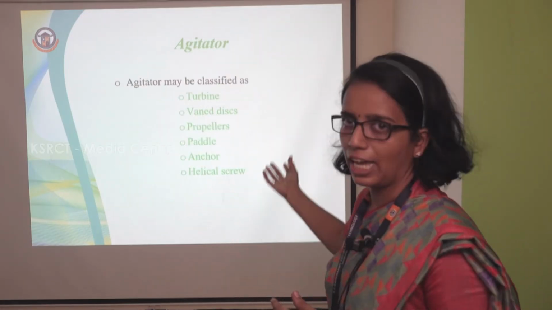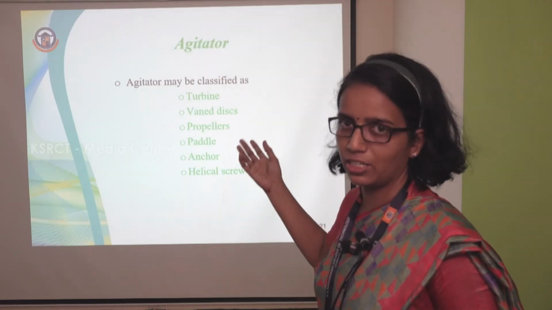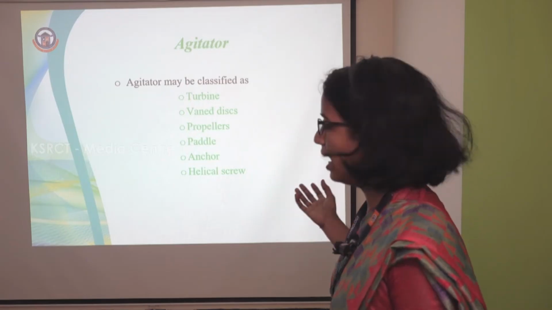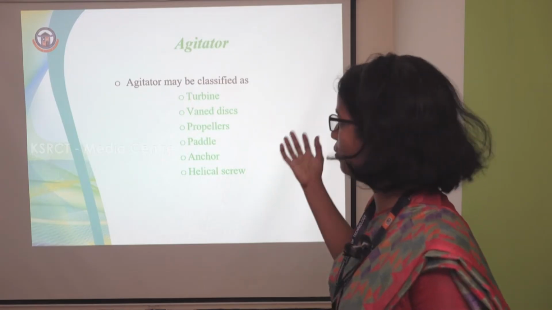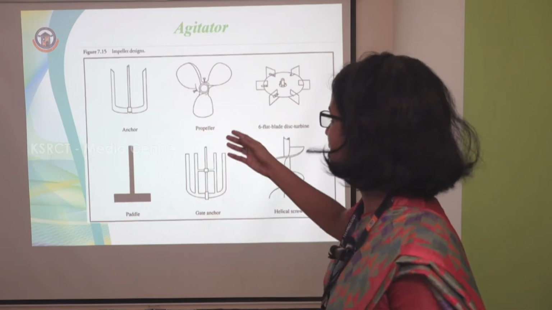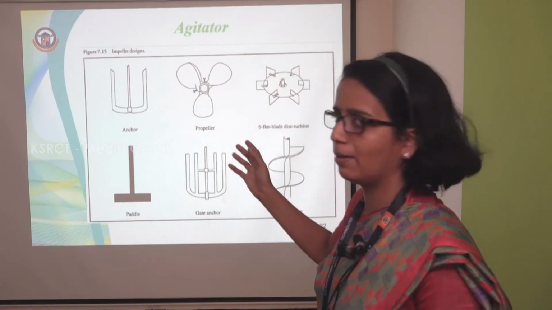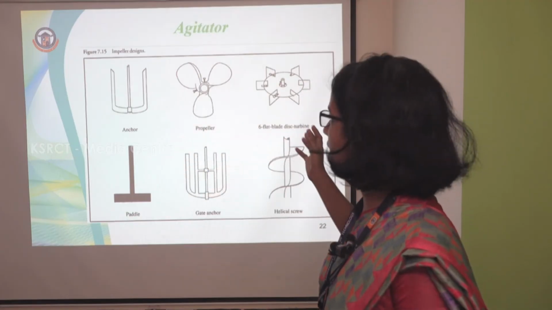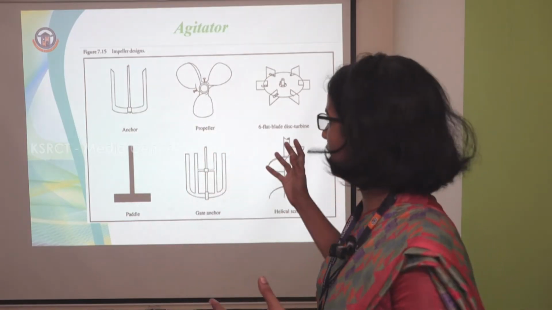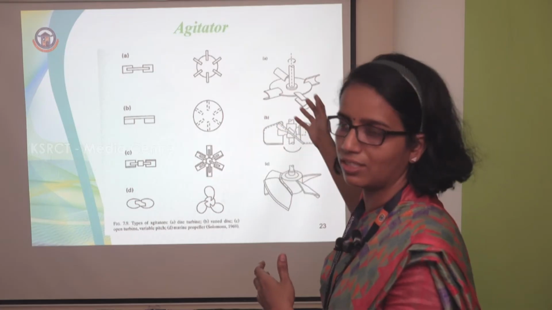Here are some of the types of agitators available: the turbine agitator, band disc, propellers, paddle, then anchor type, helical, and screw type agitators. Let's see how they look. This is the orientation of the different types of impeller designs available, and this is the arrangement of the blades. In the next slide we have the arrangement in 2D as well as 3D form.